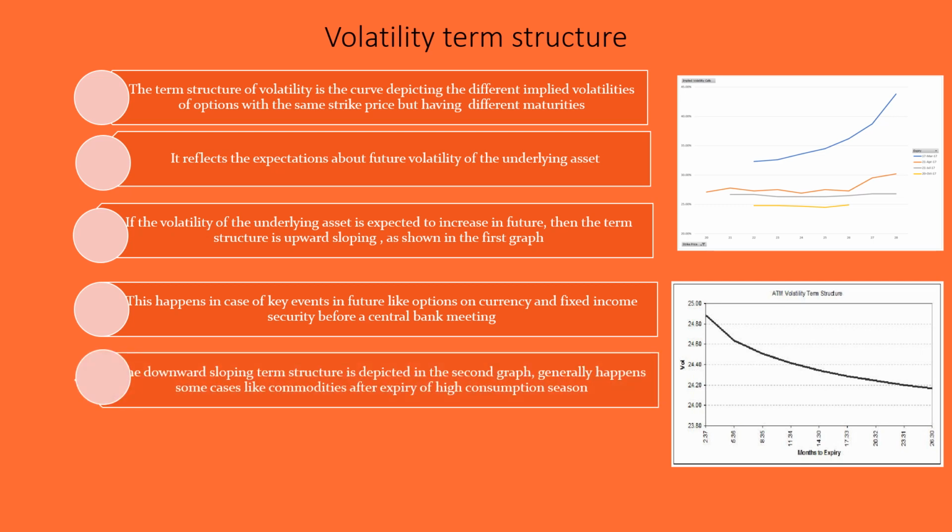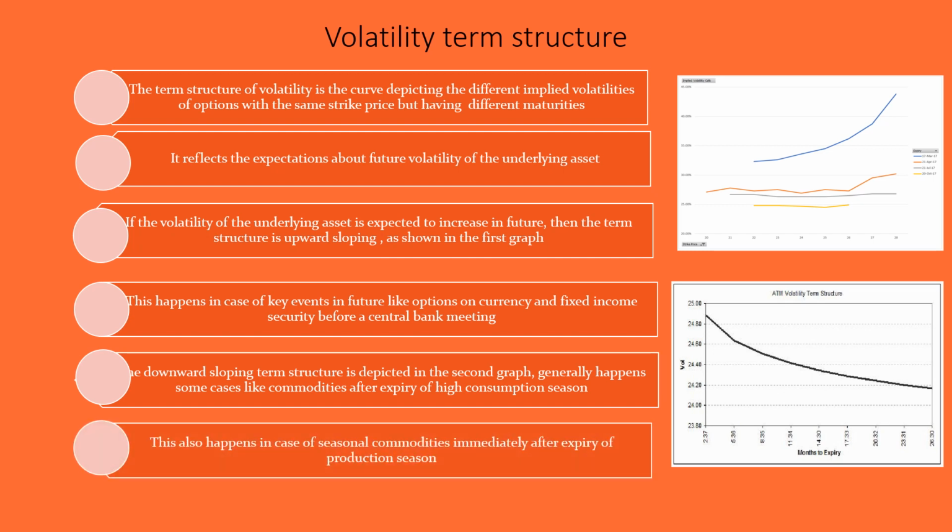The downward sloping term structure is depicted in the second graph and generally happens in some cases like commodities after expiry of the high consumption season. This also happens in the case of seasonal commodities immediately after expiration of the production season.